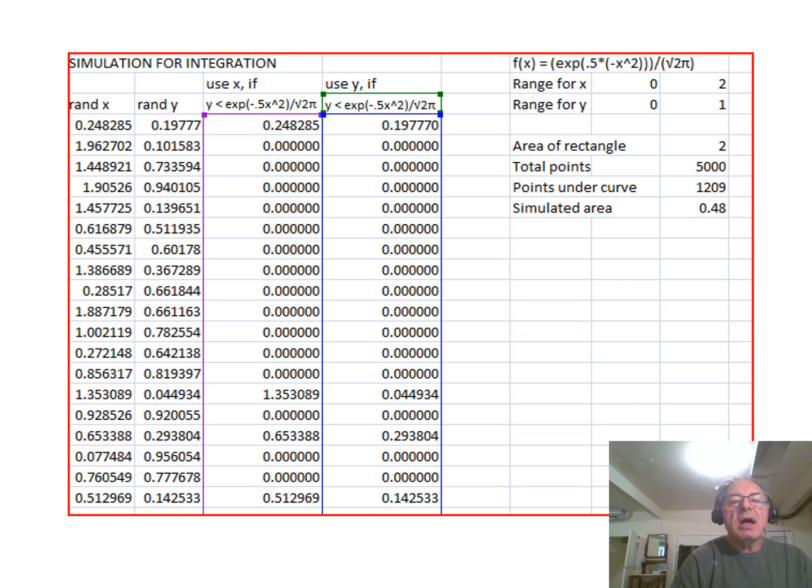And then, as I mentioned, for each simulated value of y, I ask if my value of y is less than what happens when you evaluate the integrand at x. If it is less than y, I'm going to use it. If it's not, I'm not. I do this as many times as I like. Here I did this 5,000 times, and I got 1,209 points under the curve for a simulated area of 0.48.